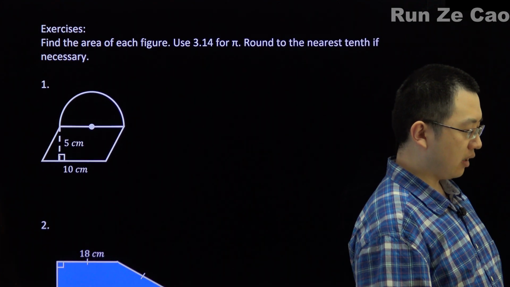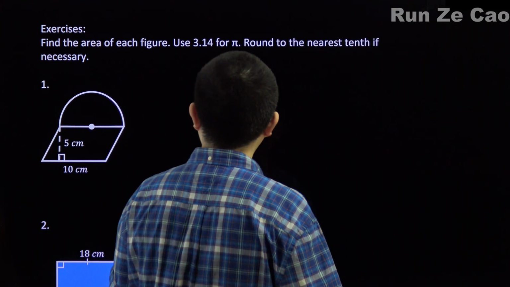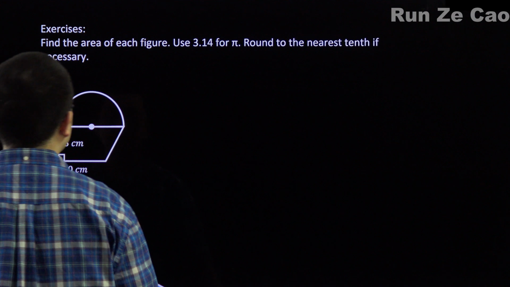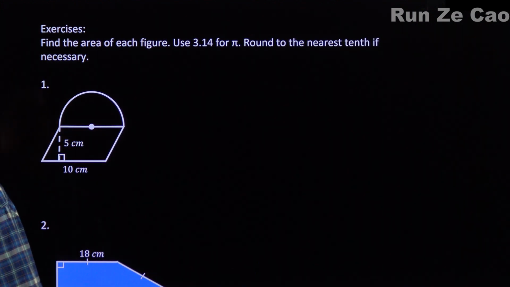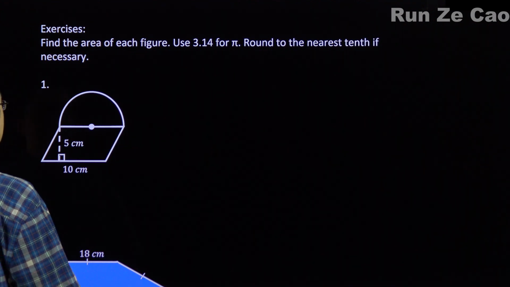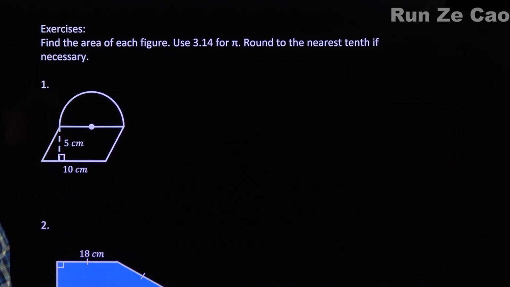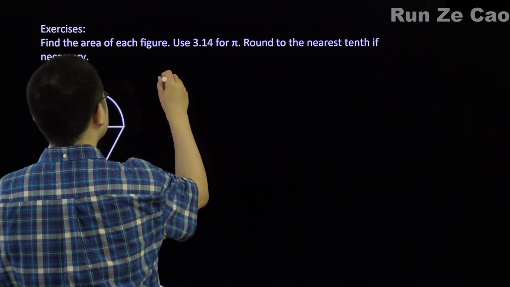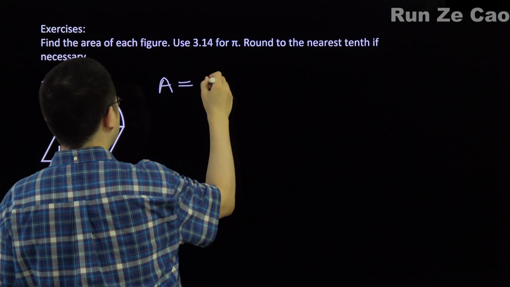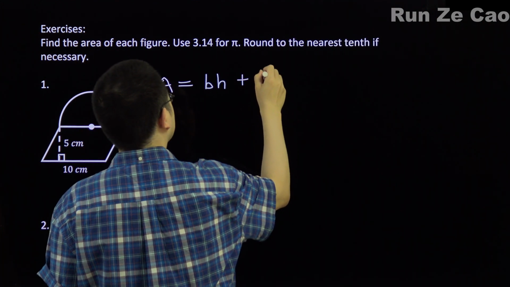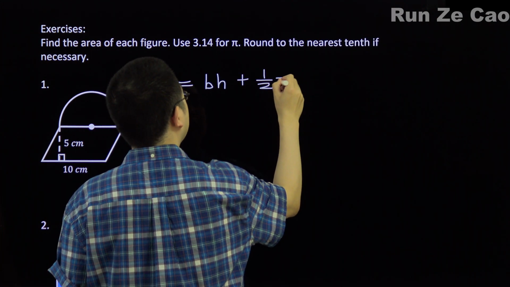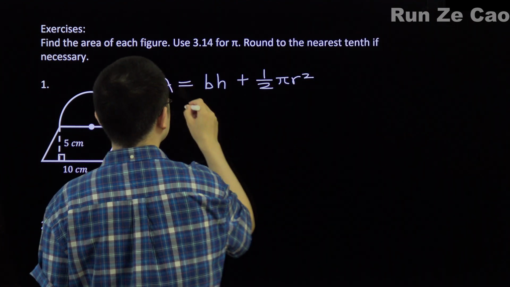Exercises. Find the area of each figure. Use 3.14 for pi. Round to the nearest tenth if necessary. Oh, so now we're approximating. Okay, then. This is a parallelogram plus a semicircle. So the area of the parallelogram is base times height plus 1/2 pi r squared.